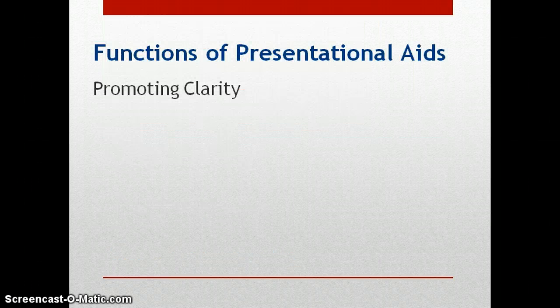The first and perhaps most important function is promoting clarity. You as a speaker have a limited amount of time to get your ideas across, and quite frankly, there are limits to what language can do. Presentational aids can help you to fill in those gaps.